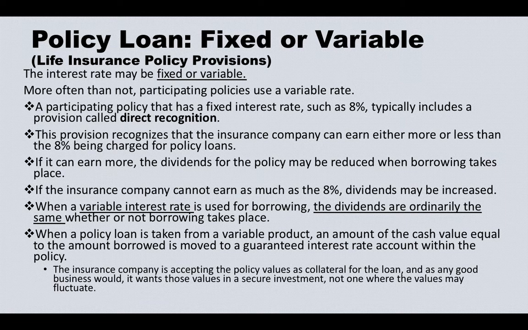When a policy loan is taken from a variable product, the amount of the cash value equal to the amount borrowed is moved to the guaranteed interest rate account within the policy. The insurance company is accepting the policy value as collateral for the loan, and as a good business would, it wants those values in a secure investment, not one where the value may fluctuate.